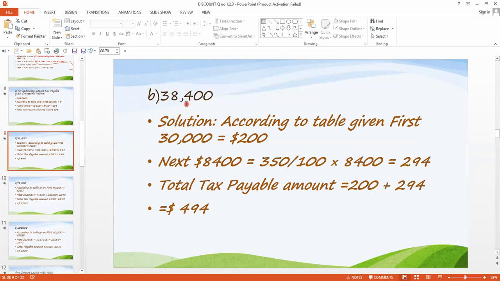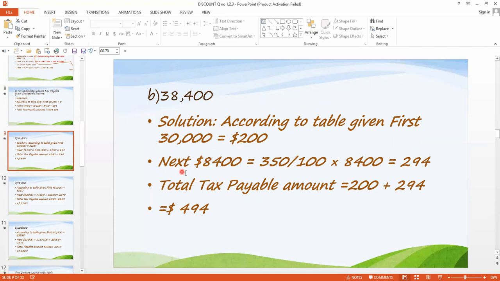Okay, this is the second part. Again, they have given us the amount, which is 38,400. According to the given table, if you have an amount equal to 30,000, you have to pay a tax of $200. This is a fixed tax. So for 30,000, you have to pay $200.